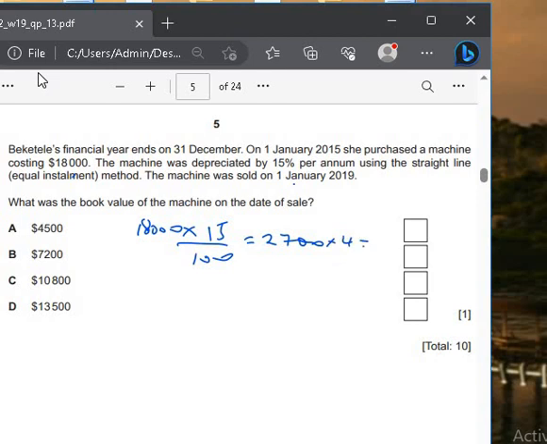So the total depreciation is 10,800. Then we take it away from the 18,000. So 18,000 minus 10,800, and the answer we get is 7,200. So this is the net book value of the asset on 1st January 2019.